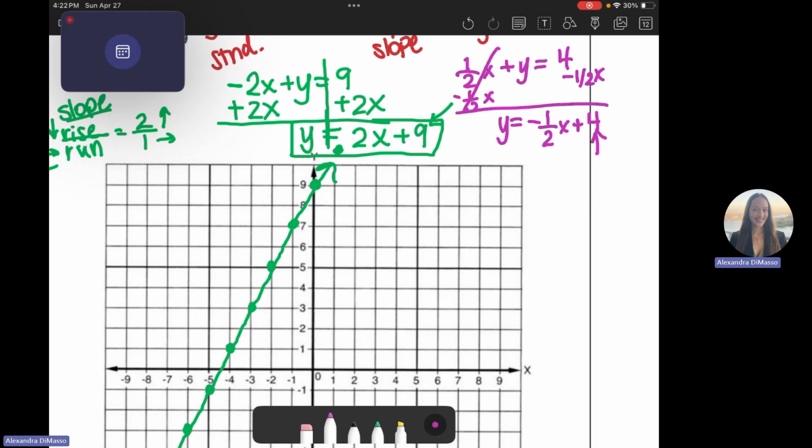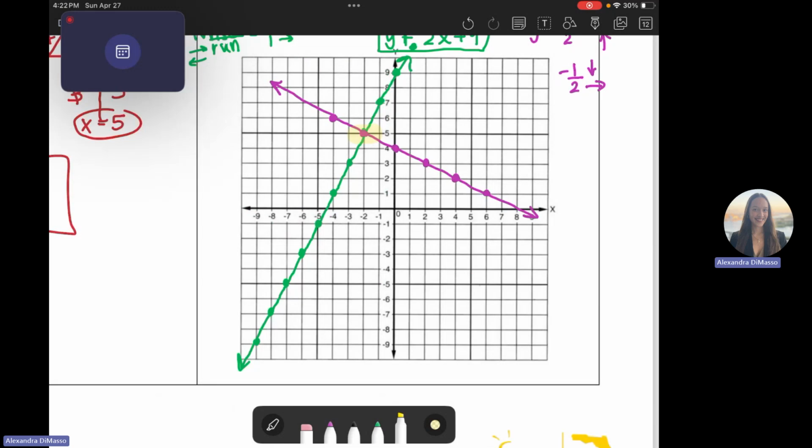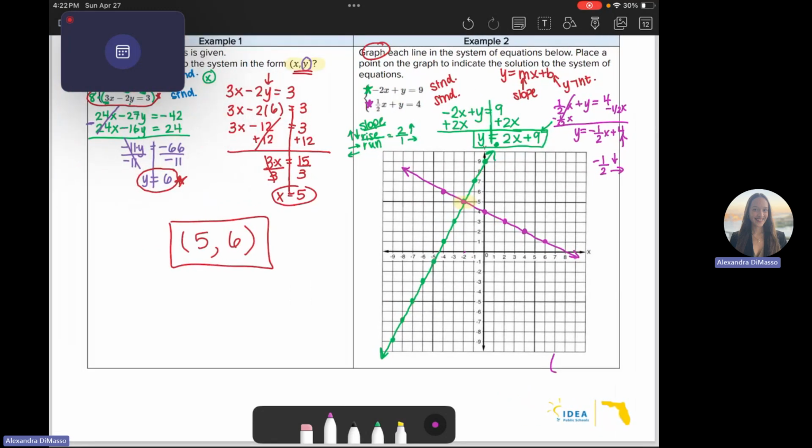And the point where they intersect is the solution to my problem. So this point right here is the solution. As an x-y coordinate, that is negative 2, positive 5. So my solution to this system of equations, wow, is negative 2, 5. Okay, there's my final answer.